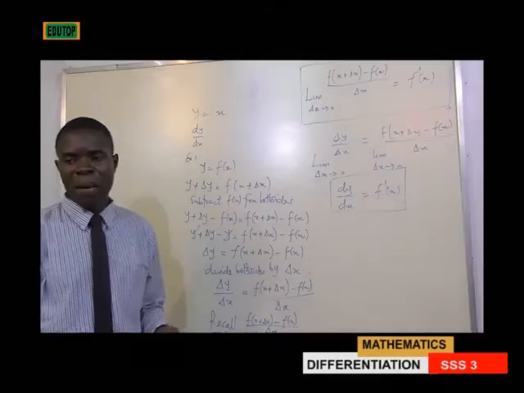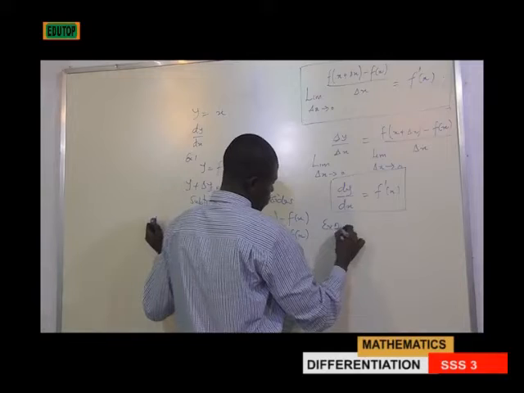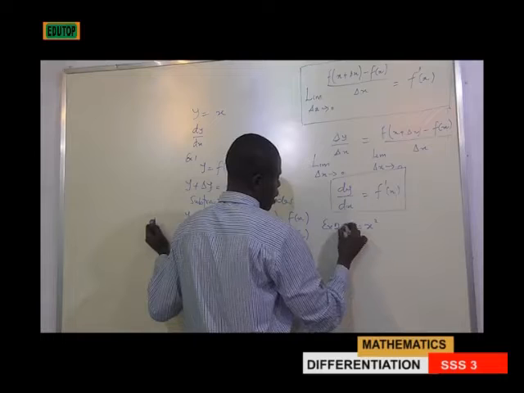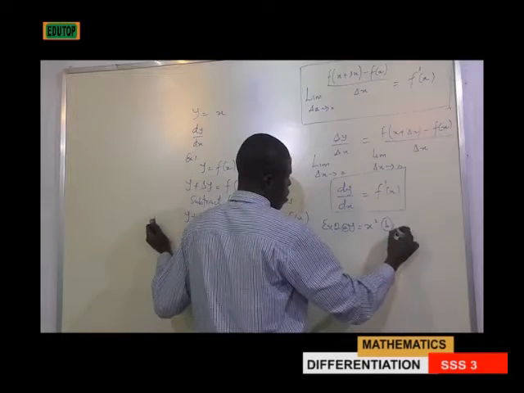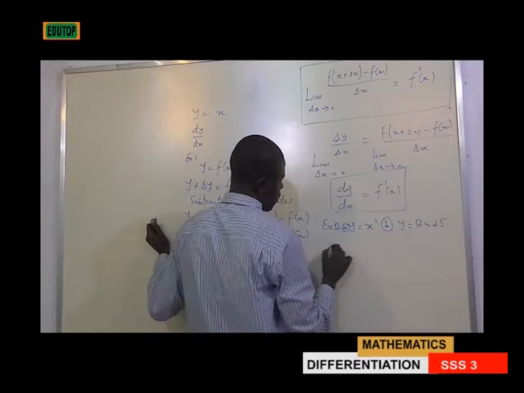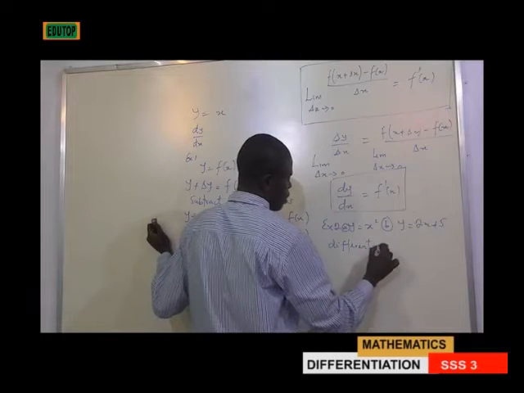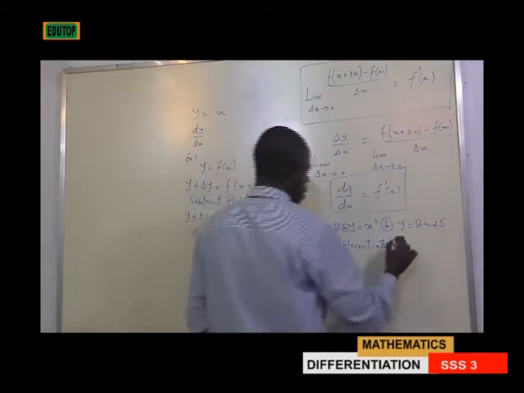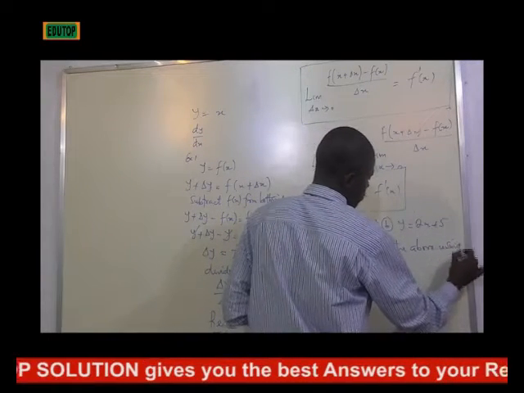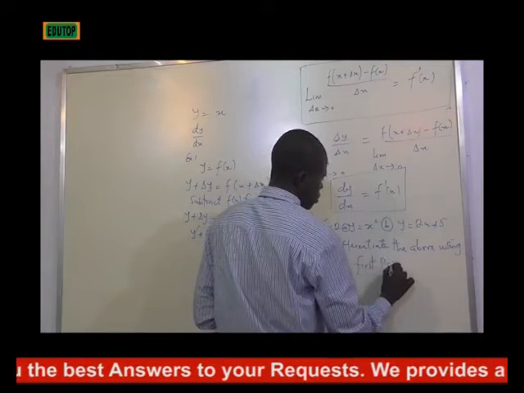We can consider some examples to justify our claim. Example 2: A, y equals x squared; B, y equals 2x plus 5. We have to differentiate the above using the first principle approach.